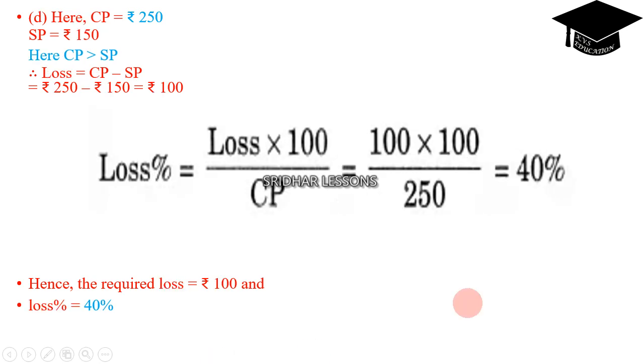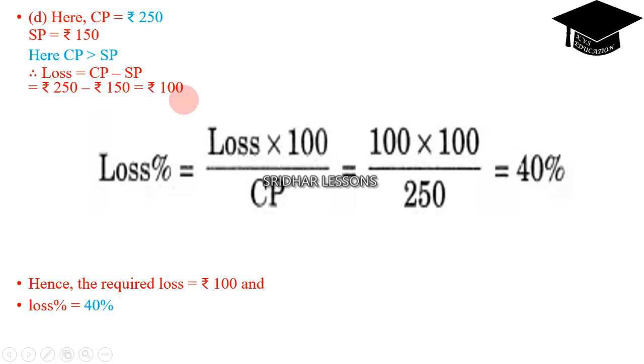Next, in question D, the cost price is 250 rupees and if you observe, the selling price is 150 rupees. Clearly the cost price is greater than selling price. Therefore what happens? Loss will be incurred. So how much loss? Cost price minus selling price. That means 250 minus 150, which is 100 rupees.